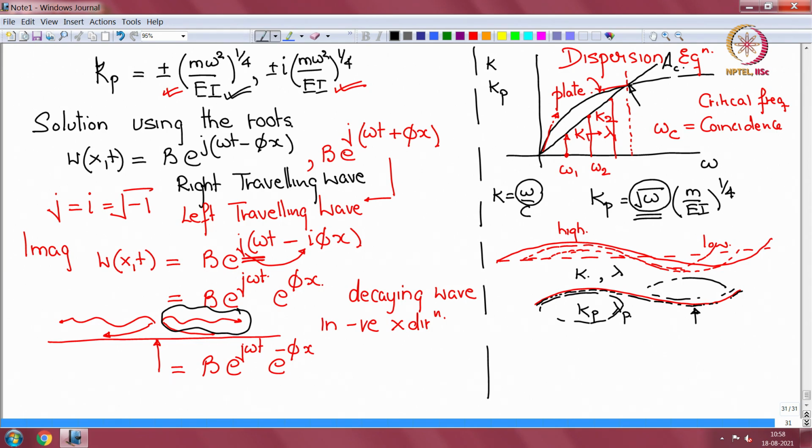And as you go beyond, Kp drops off quickly, whereas the acoustic wave number continues. So Kp here is lower, okay. Beyond coincidence, Kp is lower, which means lambda p remains higher than lambda acoustic, and this condition is important for sound radiation.